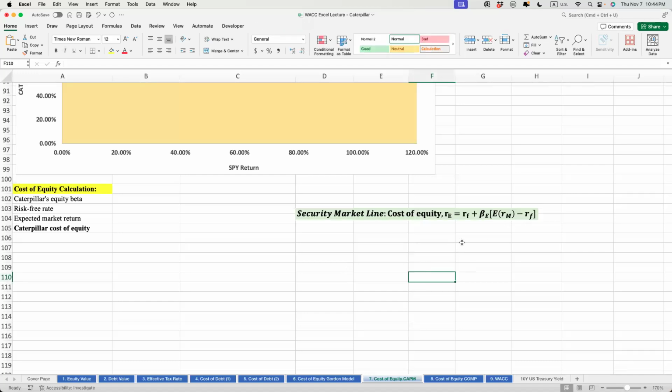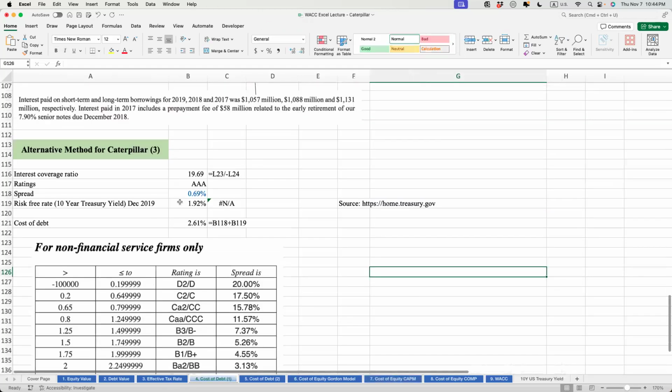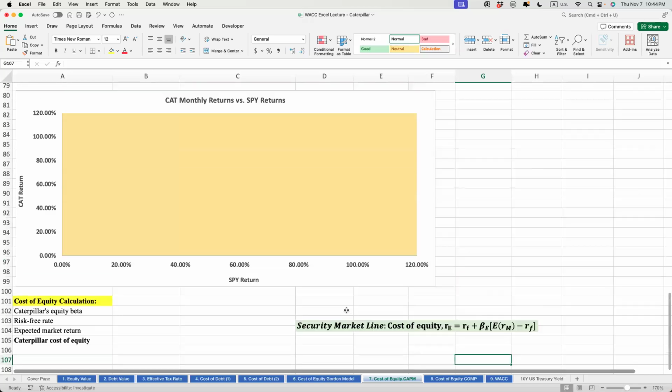Okay. So by looking at this formula, we do need information about the risk-free rate. Risk-free rate sounds familiar because we already got it under the cost of debt. So this 1.92%, we can use the 10-year treasury yield as a proxy for the risk-free rate. And then for the rest, we're going to need to estimate the beta and the market return. Then we can plug into this formula to calculate the cost of equity for Caterpillar.